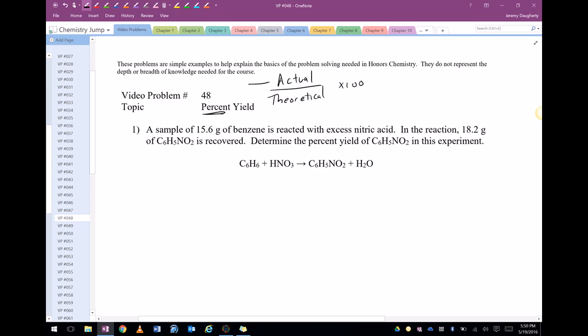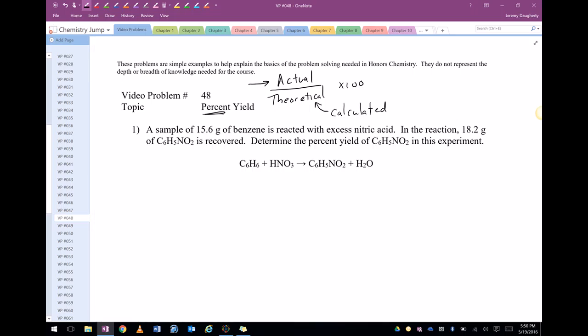The actual is, we do the lab and we measure, we weigh out the actual amount that we form. The theoretical is usually the calculated value, and in this case, it's how much we should get through stoichiometry. Okay? So let's see what we have here.